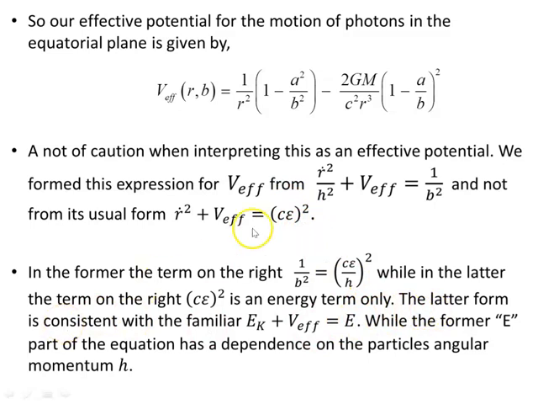Now the latter form, this one here, is consistent with the familiar kinetic energy plus effective potential equals total energy of the orbit, while the former part of the equation has a dependence on the particle's angular momentum h. See over here, what should be the capital E term, total energy, has a dependence on both the angular momentum and the energy. So it's not really in that traditional form. So there's a bit of a note of caution there when interpreting this whole thing as an effective potential. Just be aware of that.